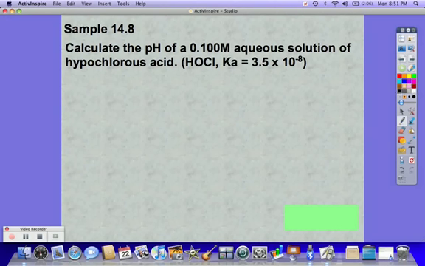Okay, go ahead and try this one on your own, or at least set up what you've got and then resume play.